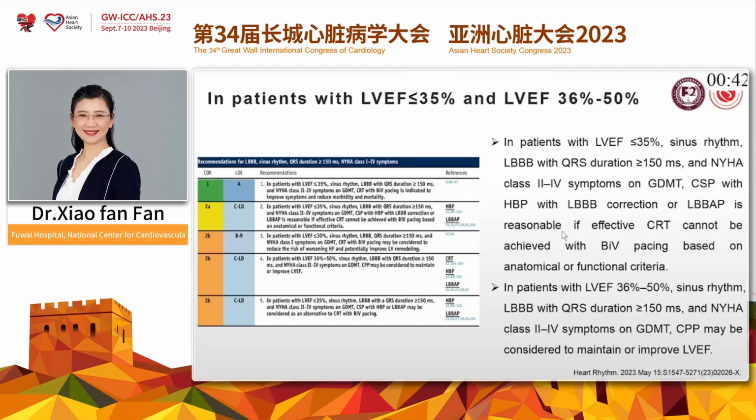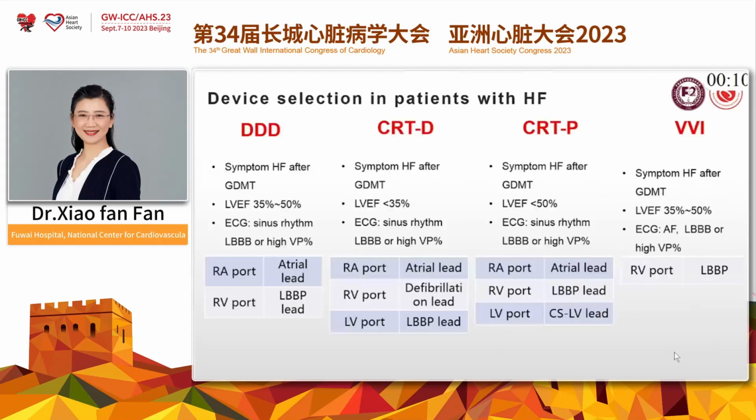So let's see this year's guideline. It recommends that in patients with ejection fraction less than 35%, LBBAP might be reasonable if CRT, that means BIVP, cannot be achieved. And for patients with moderately reduced LVEF, the LBBP could be considered.